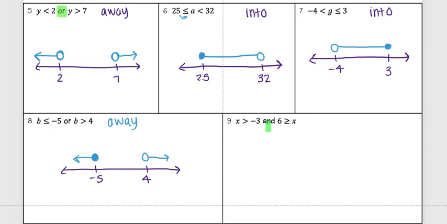Okay, now this last one looks a little bit different. It says x is greater than -3 and x is less than or equal to 6. This one has that and, so I know this one's going to be into. This one was just written a little bit differently. So I can think of this, again, I can swap these around, so I have x on this side, 6 on this side, and flip around my inequality.